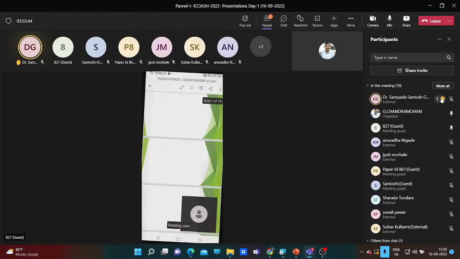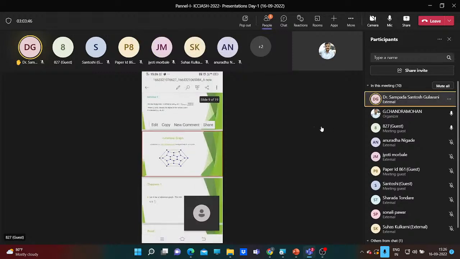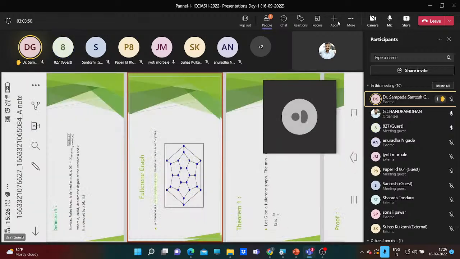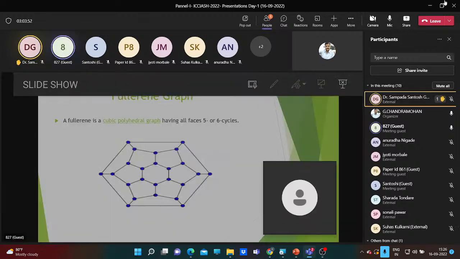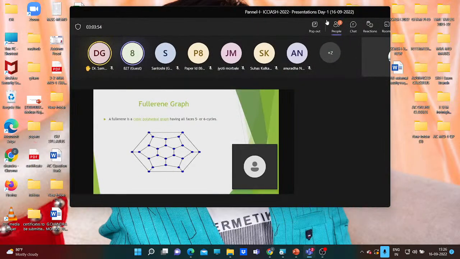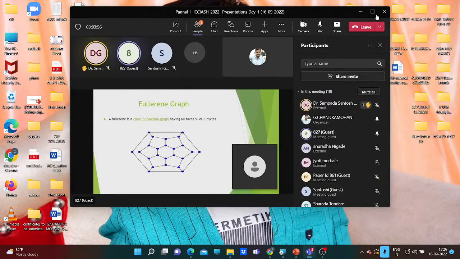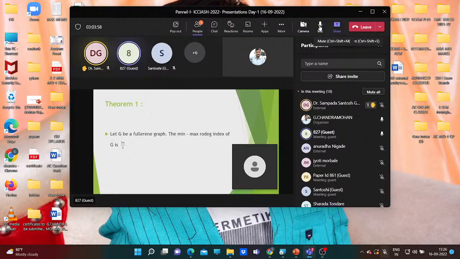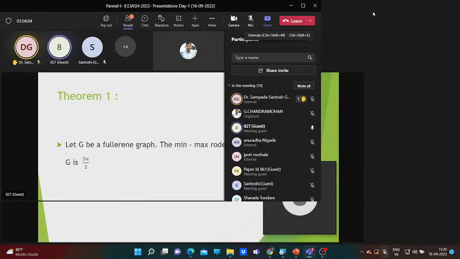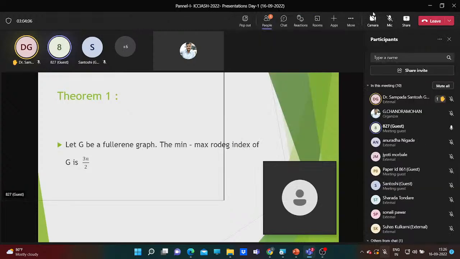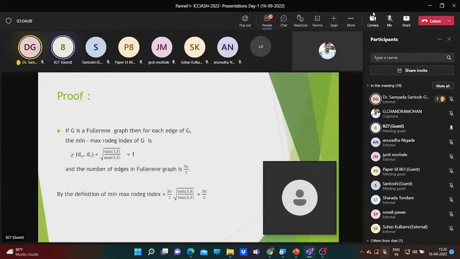And this is the Fullerene graph, a cubic polyhedral graph in which all faces are 5 or 6 cycles. For this graph, we have found the min-max index. Theorem 1: let G be a Fullerene graph; the min-max index of G is 3n by 2. So this is the proof.